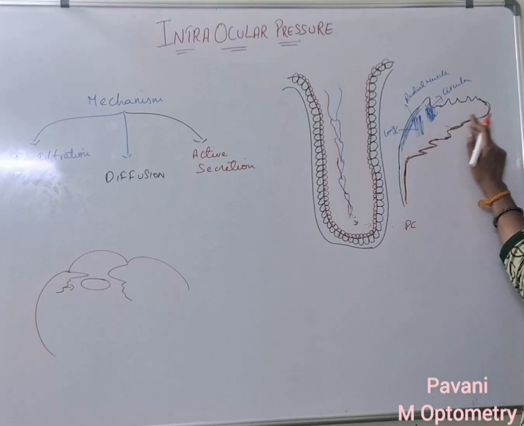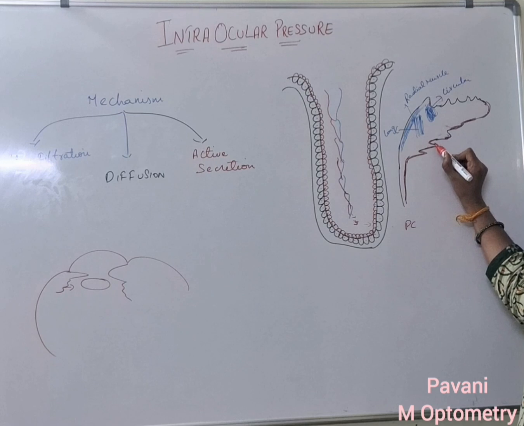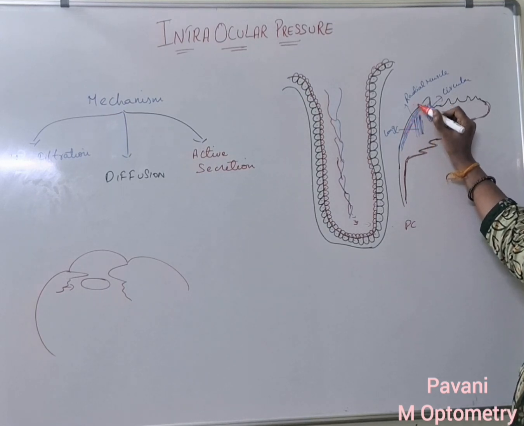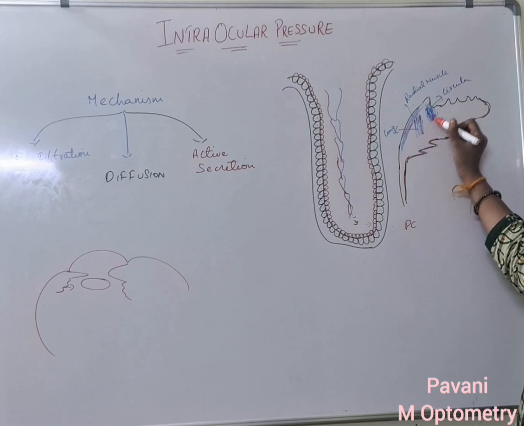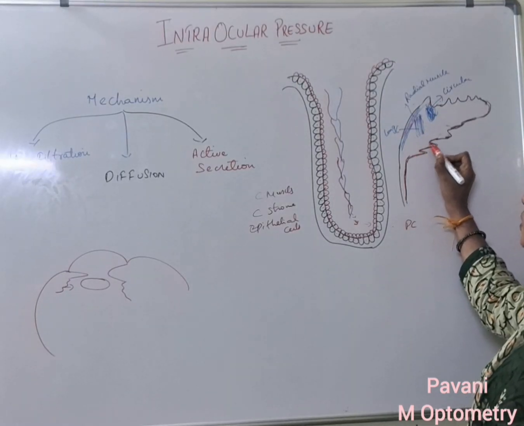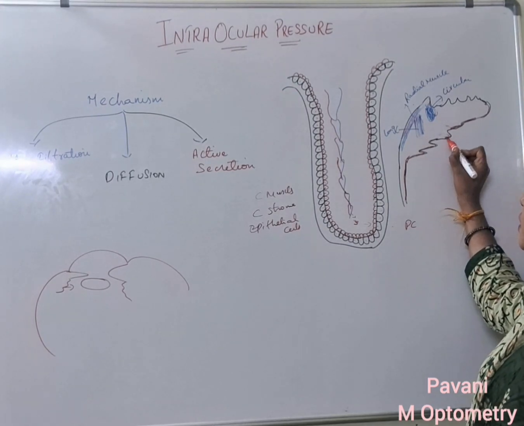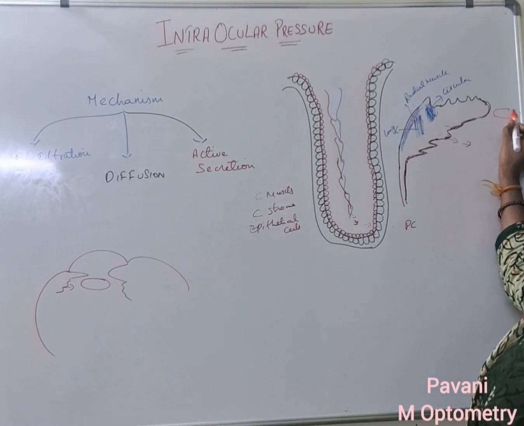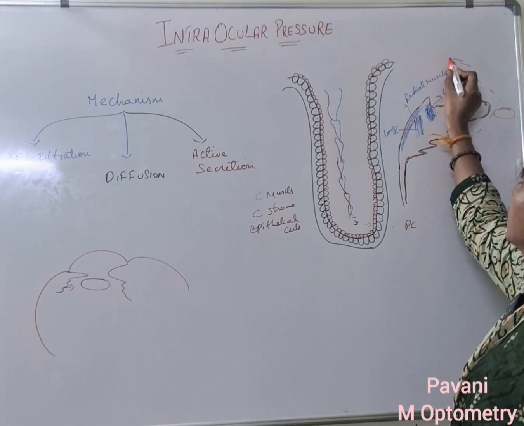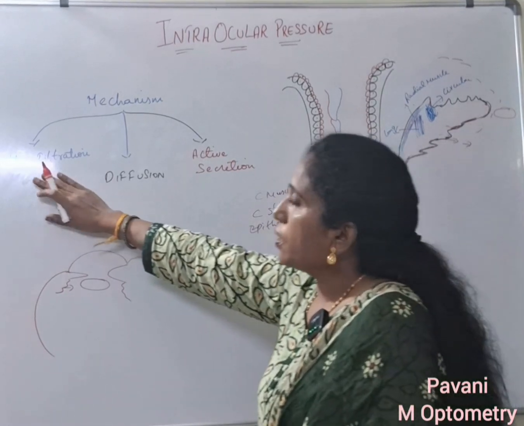Apart from the stroma and epithelium, you will also have the muscles: the radial muscles, longitudinal muscles, and circular muscles. Whatever projections we see are nothing but the ciliary process. From the ciliary process the aqueous humor is produced, and then it enters into the anterior chamber. Okay, so let's go deeper into the mechanism.